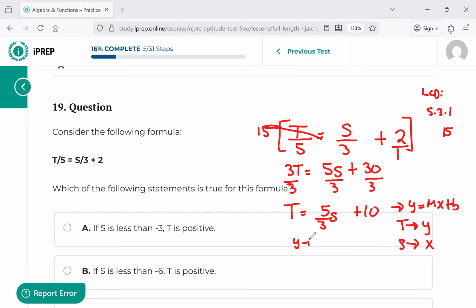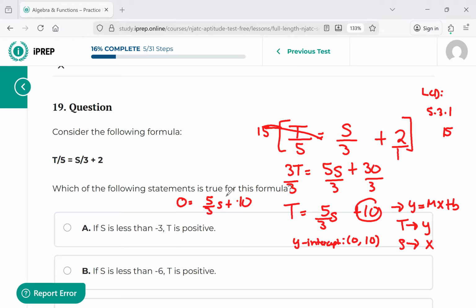So the y-intercept is already given. The y-intercept is your b, which is 10. So my y-intercept coordinate can be expressed as (0, 10). What about my x-intercept? How do you find the x-intercept? You simply set y to 0. So if you recall, our y is our t, so it's going to be 0 equals 5/3 s plus 10.